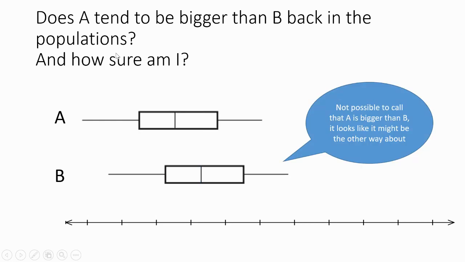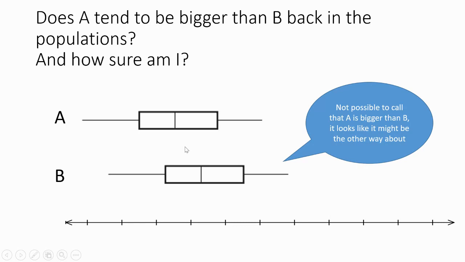Okay, if you're looking for A to be bigger than B, and this is where a lot of people get confused, we're looking for A to be further up the scale. Well, the problem in this case here is that A tends to be down the other way. Now, what do you do in this case? What you need to do, because you're answering external questions, is actually answer the question first. Does A tend to be bigger back in the populations? There is no evidence here to say that A tends to be bigger. In fact, it looks like A would tend to be smaller.